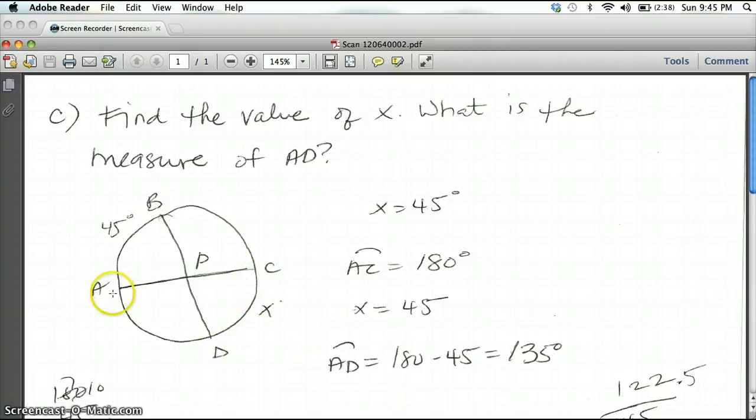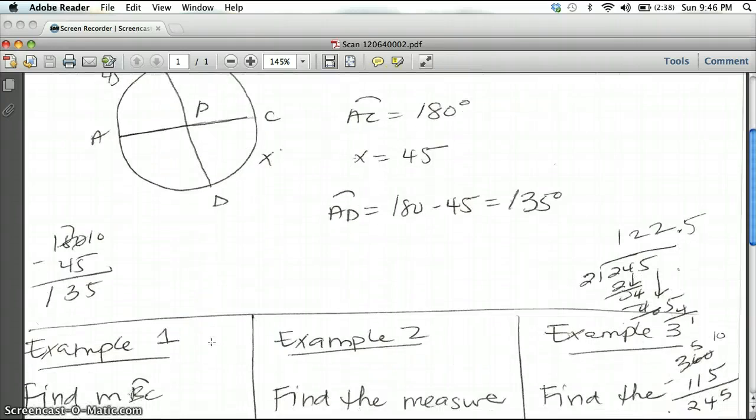And if you notice, arc AC is equal to 180 degrees because it creates a semicircle. So I know that DC is 45 degrees. So I can take 180 and subtract 45 degrees, and I get that AD is equal to 135 degrees.